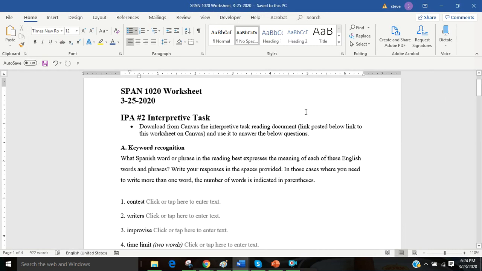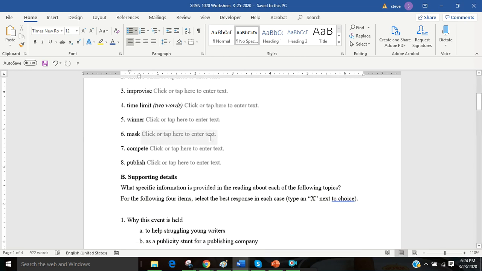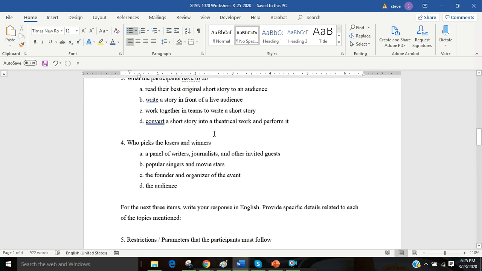And for this, you're going to download from Canvas the interpretive task reading document. The link will be posted below the link for this worksheet on Canvas. It'll be right there. And you're going to use it, read it first, and then answer the questions according to the information on that. It's some information about a cultural event in Peru. And there are 4 sections.